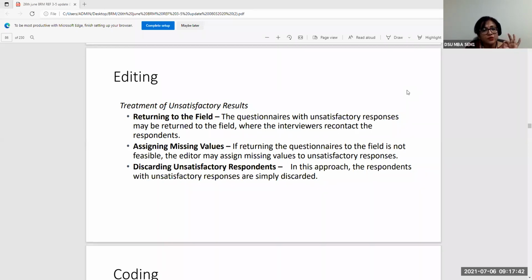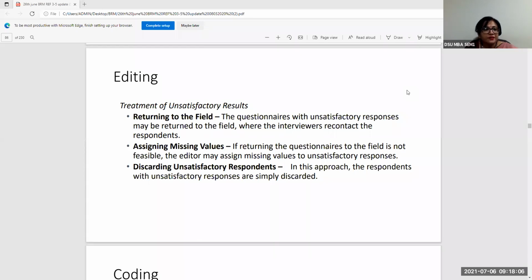So all these things will require, number one, the contactability of the respondents, in case a respondent has been used for the research, right? So returning to the field, if you see the first point on your screen, returning to the field will only be possible when you are able to recontact the respondents in case you want them to complete the questionnaire, which may have been left incomplete for some reason.